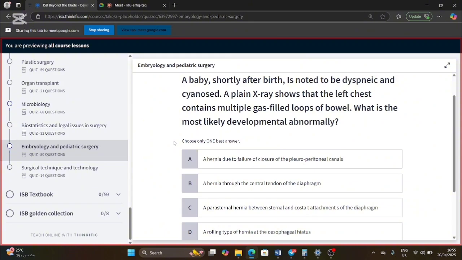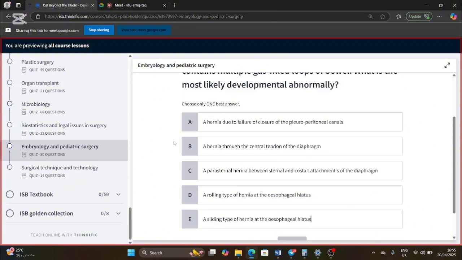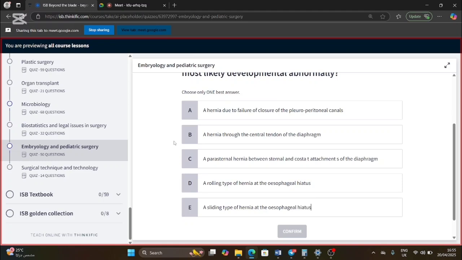Baby shortly after birth is noted to be dyspneic and cyanosed. A plain X-ray shows that the left chest contains multiple gas-filled loops of bowel. What is the most likely developmental abnormality? This is congenital diaphragmatic hernia. The first option is saying a hernia due to failure of closure of the pleuroperitoneal canals. Okay, let's see the answer.